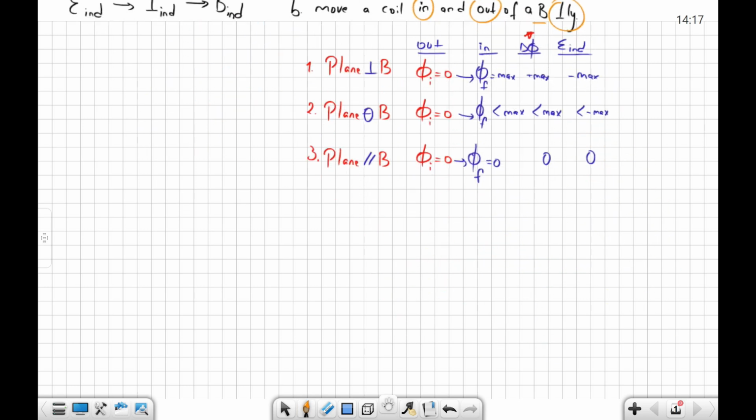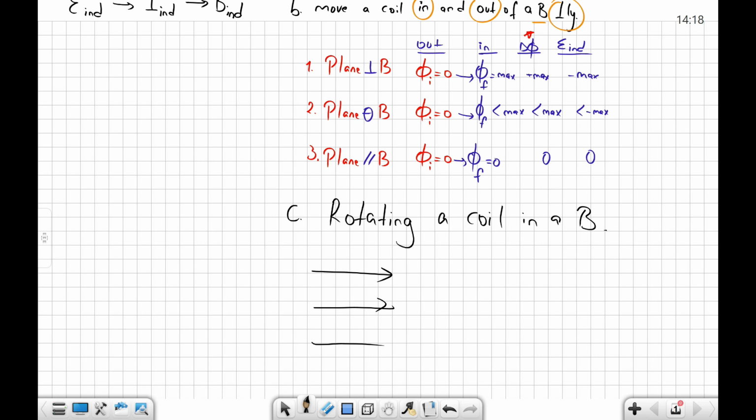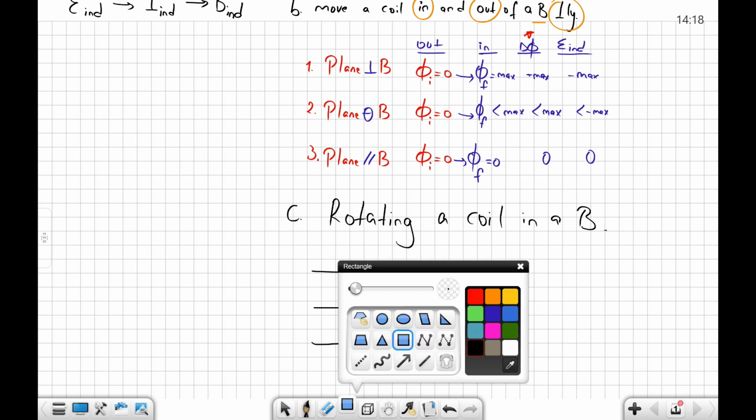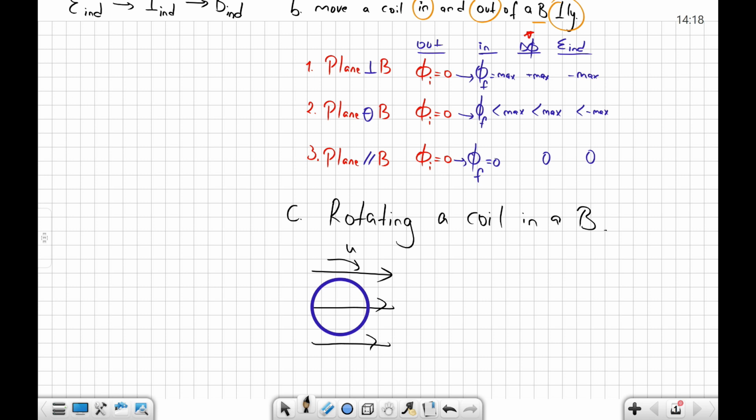So if I have a rotation, the last part C, that is by simply rotating a coil, a loop in a magnetic field. There are 2 types of rotation you have to pay attention to. Let's have a magnetic field that is to the right and a coil. As I rotate this coil like this is the rotation. So I'll be rotating the coil in this direction.